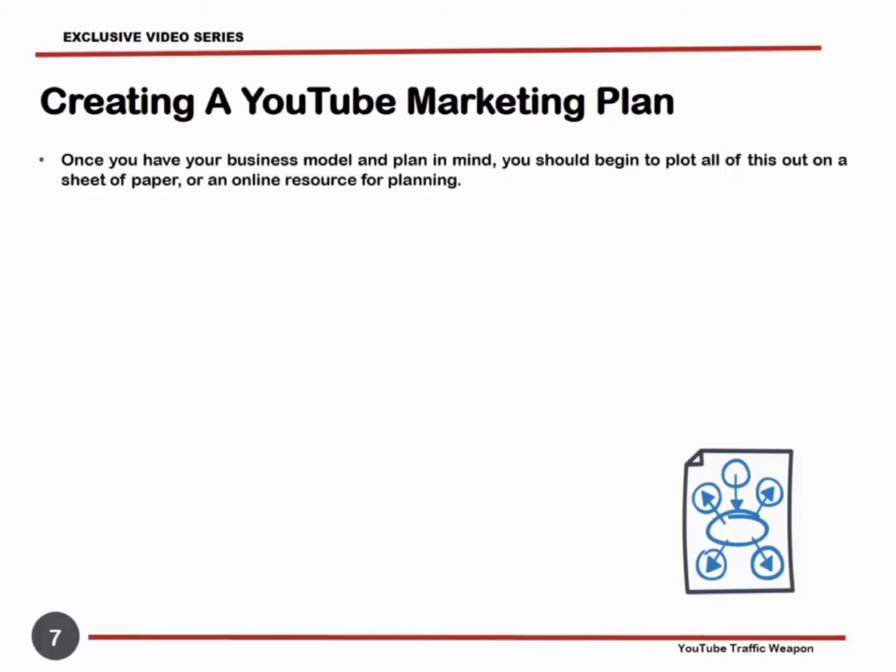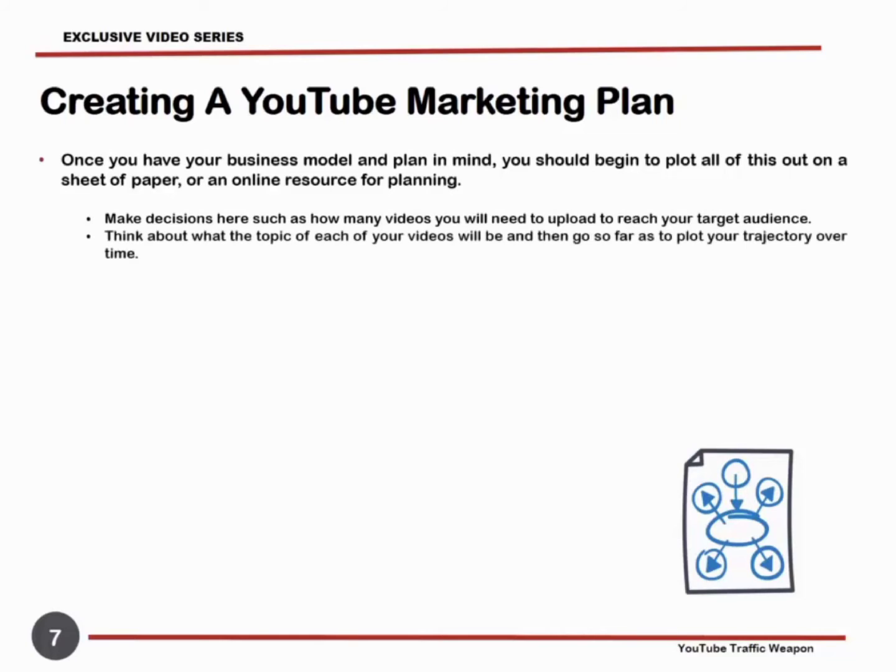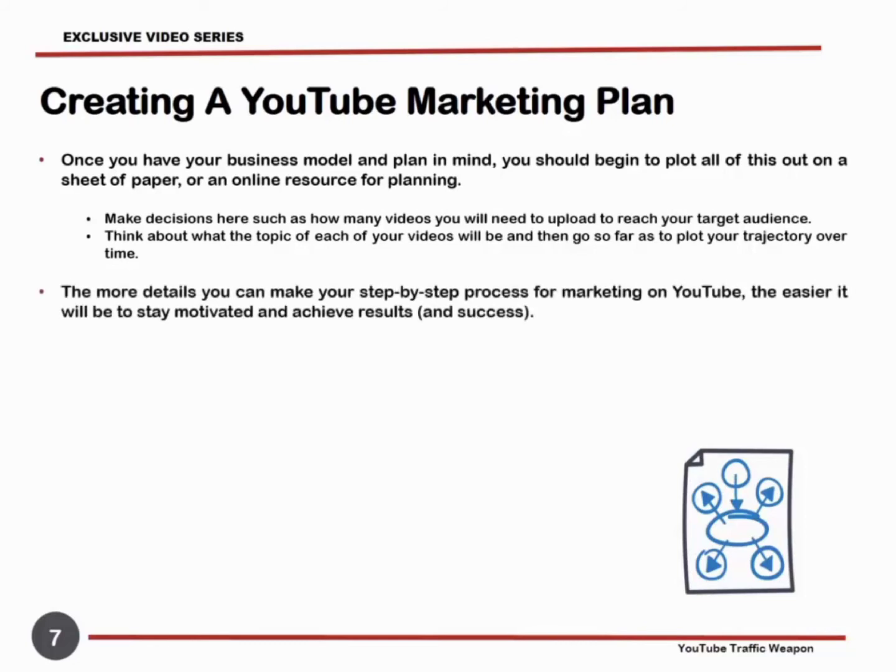Once you have your business model and plan in mind, you should begin to plot all of this out on a sheet of paper or an online resource for planning. This will give an actionable blueprint that you can follow. Make decisions here such as how many videos you will need to upload to reach your target audience. Think about what the topic of each of your videos will be and then go so far as to plot your trajectory over time. The more details you can make your step-by-step process for marketing on YouTube, the easier it will be to stay motivated and achieve results and success.